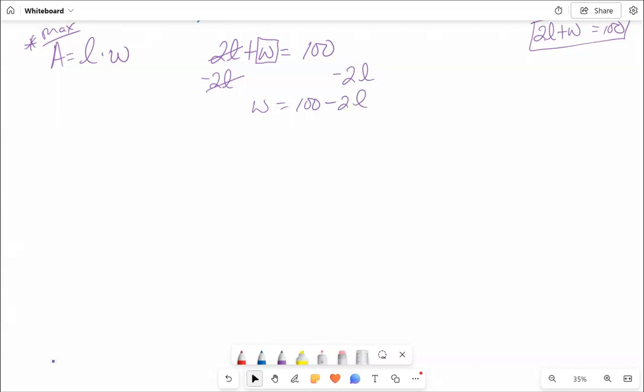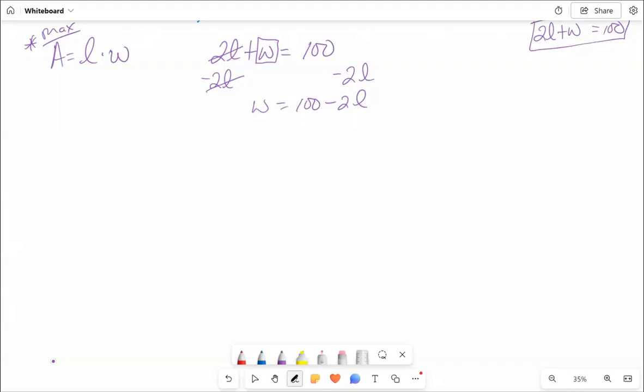And if you think about it, that's what we were doing a second ago. When we said that L was 10, then we had two of those 10s. 2 times 10 is 20. And if we take 20 off of 100, 100 minus 20, then that left us with 80 for the width. The same thing if we chose an L of 20. 2 times 20 is 40.